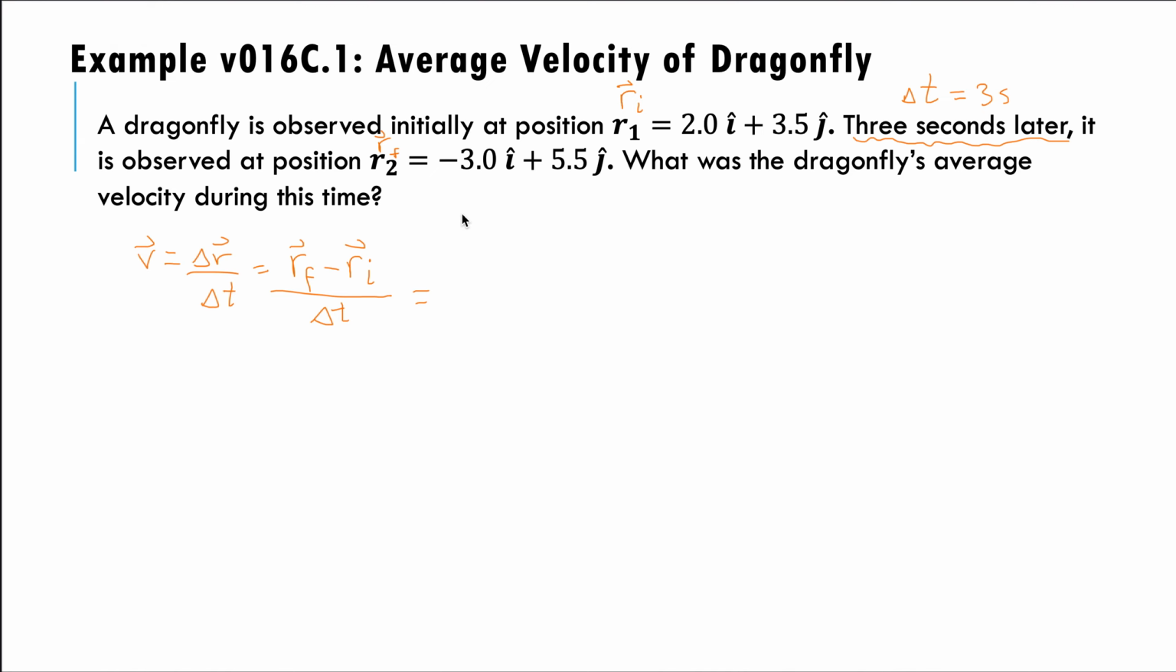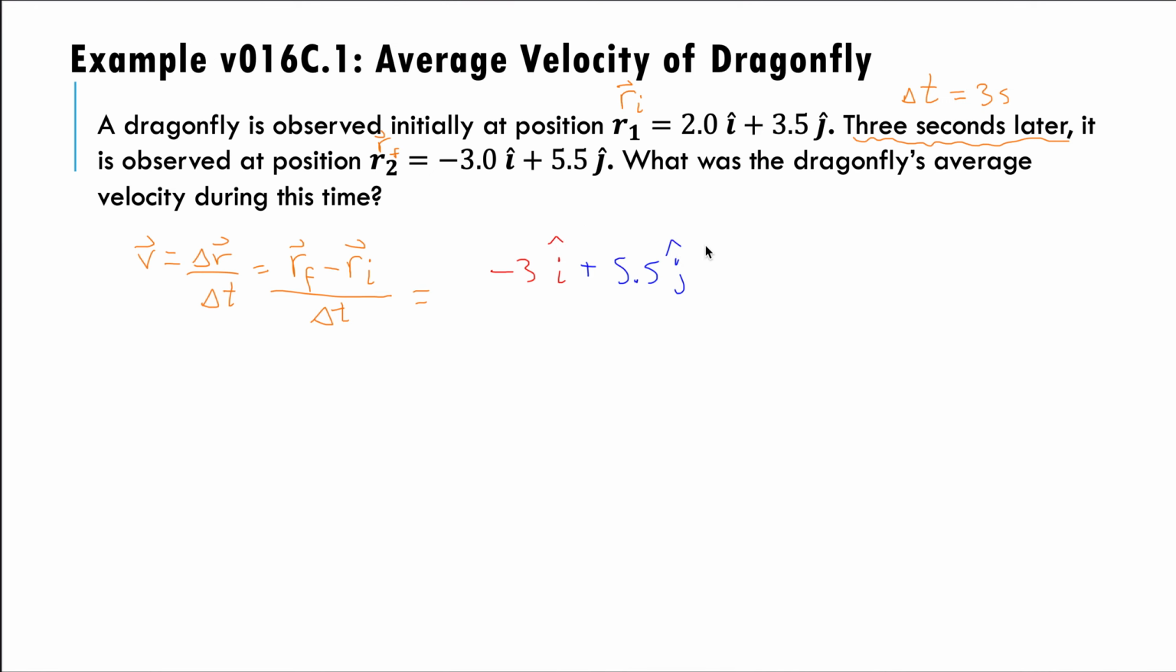I'll go ahead and write them all out, but remember that when you're subtracting vectors, you're subtracting the x components separately from the y components. So I'll go ahead and write it all out just to avoid any confusion. Let me actually change colors here. So negative 3i plus 5.5j.